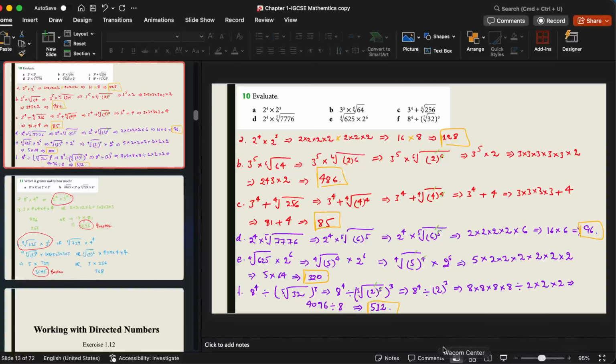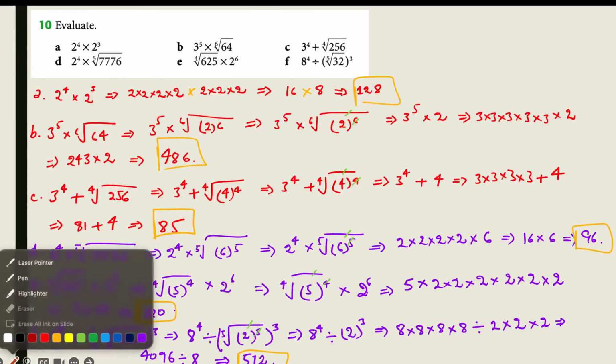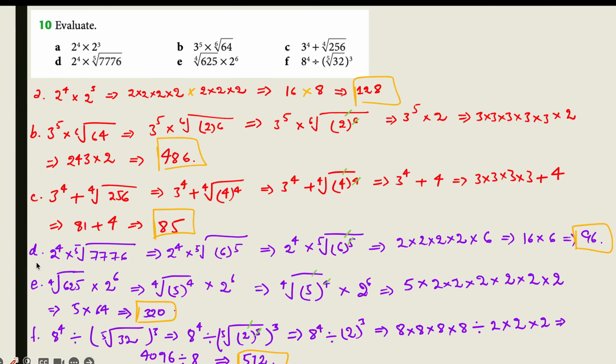Next we have the 10th question of exercise 11. This question has 6 parts. Starting with the first one, we have 2 raised to the power of 4 multiplied by 2 raised to the power of 3, and the question says that with the different parts of the question provided, we have to evaluate them.